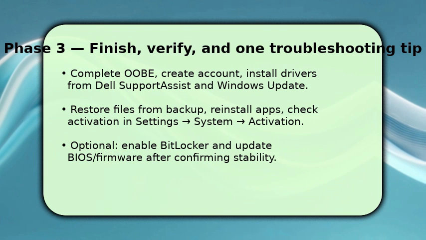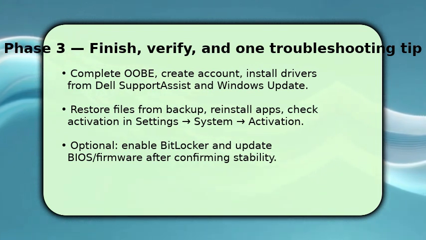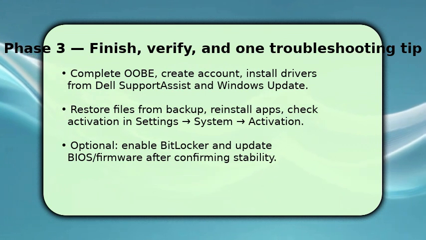Restore your backed up files and reinstall critical apps. Finally, verify Windows activation in Settings. If something goes wrong, a key troubleshooting step is to create a bootable USB on another PC.